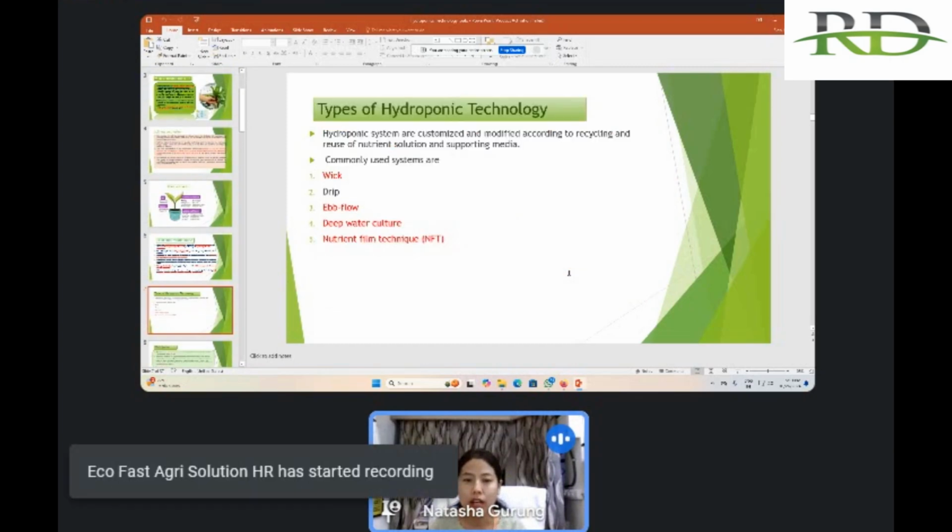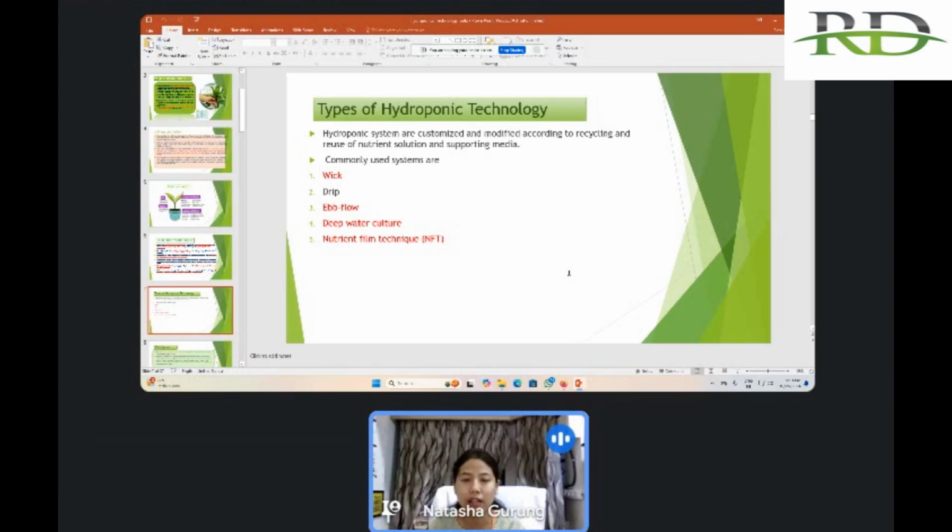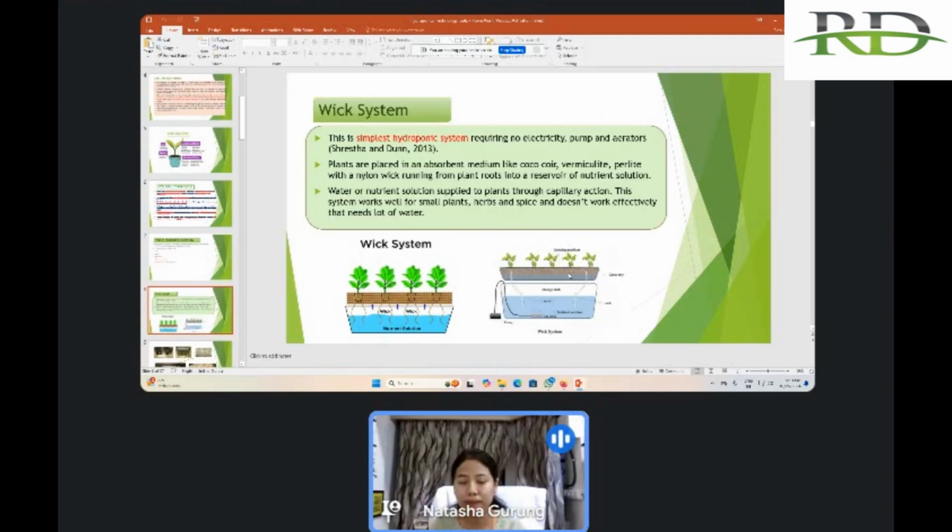So moving forward, I'll discuss what are the types of hydroponics technology. Commonly used systems are wick, drip, ebb and flow, deep water culture, and nutrient film technique, that is NFT. First we'll talk about the wick system. This is the simplest hydroponic system, that requires no electricity, no pumps, no area. Anyone can do a wick system. Even you all can try doing it, right?